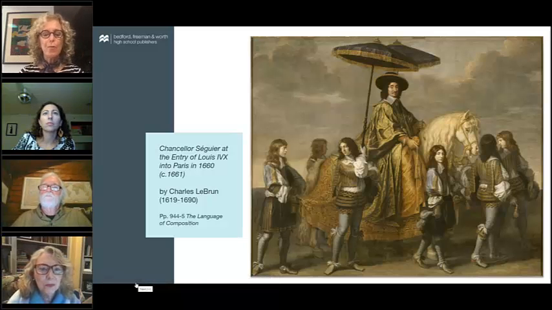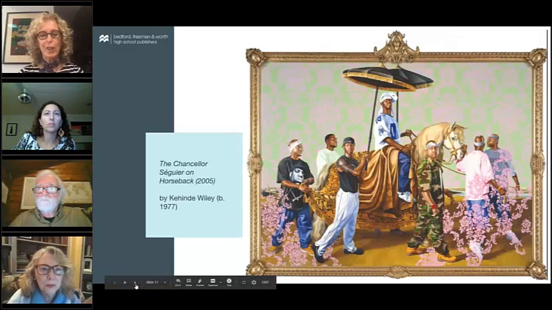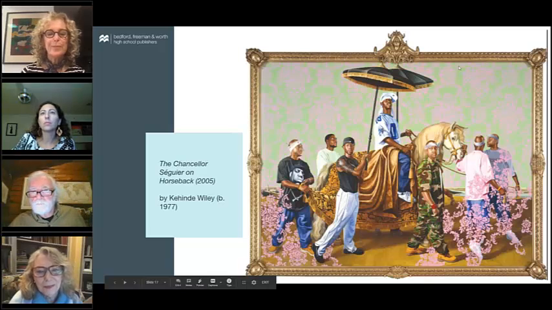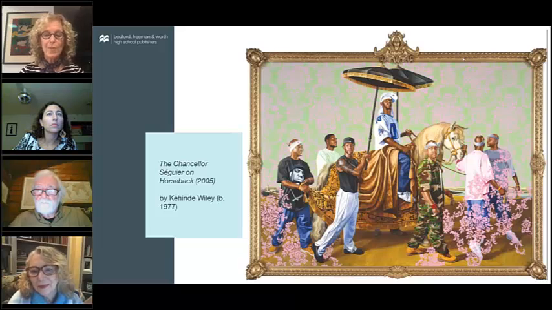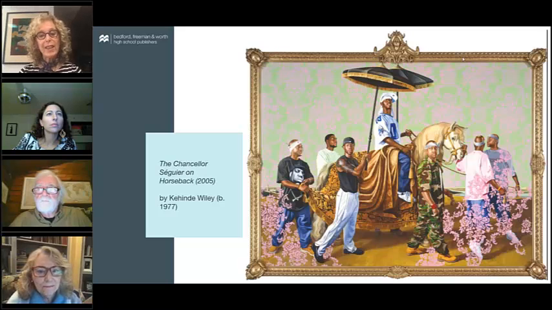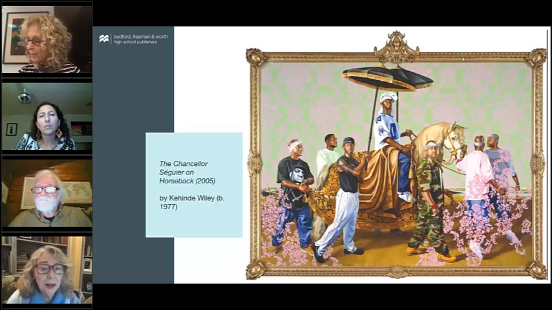Okay, let's go back to Wiley and take another look. Similarities or differences, what do you see? Men of color, of course. Hierarchy. A hierarchy as much as the Lebrun or less? The same. Looks the same. You think the guy on the horse, well, I guess just being on the horse puts him up there. Somebody's holding the umbrella for him. They are holding the umbrellas.